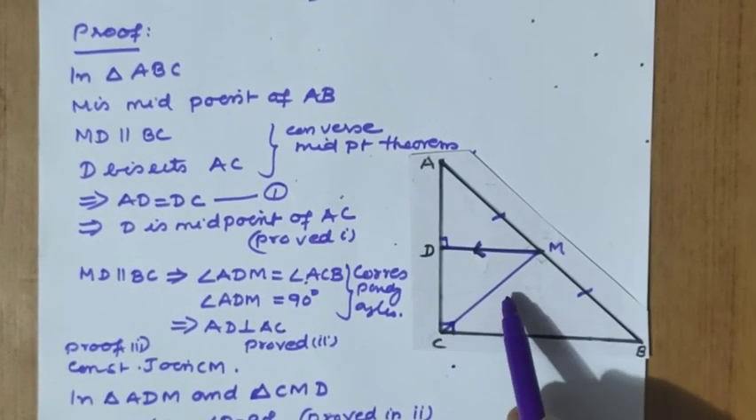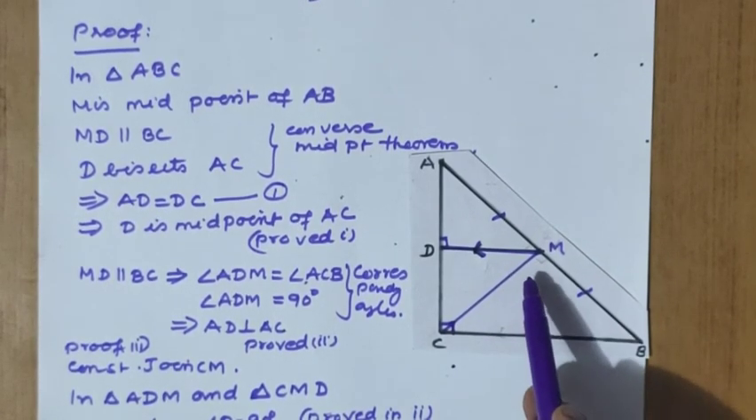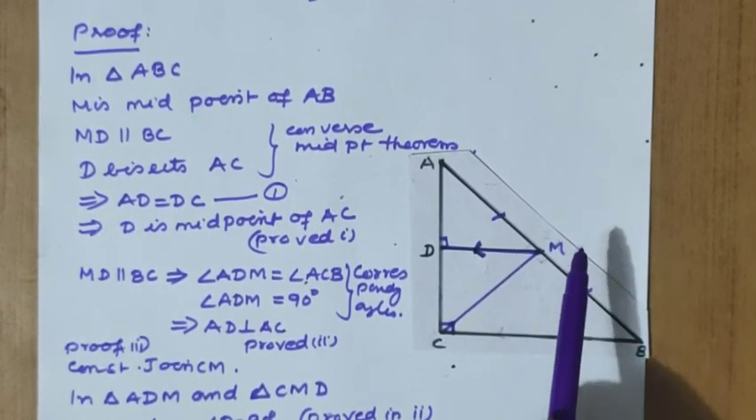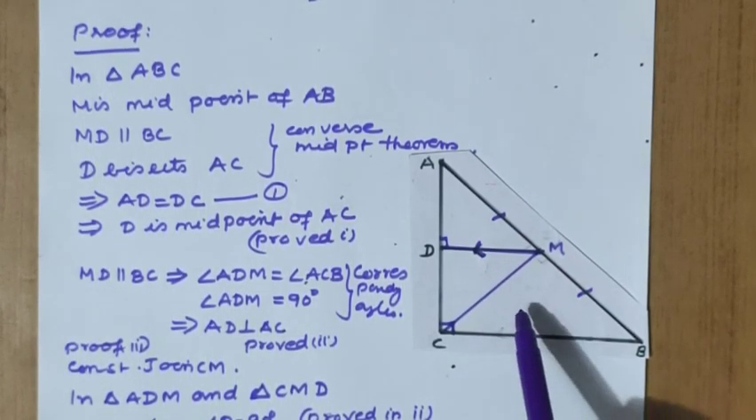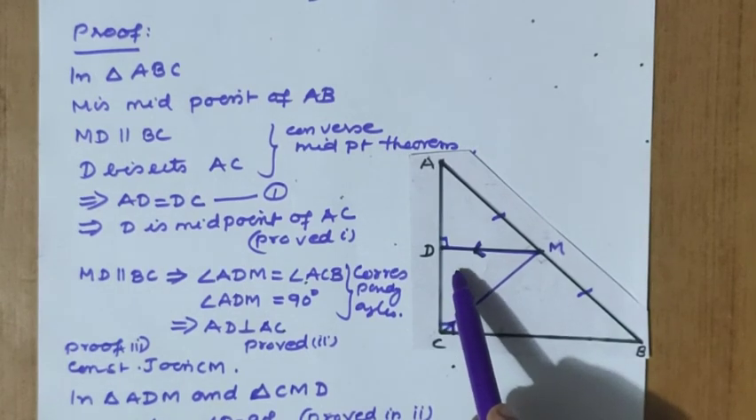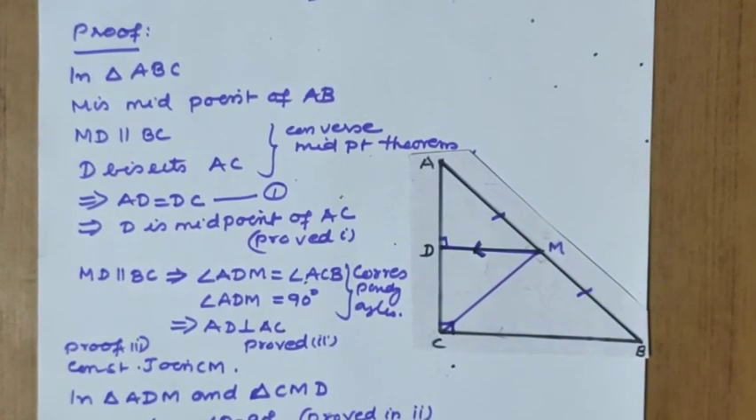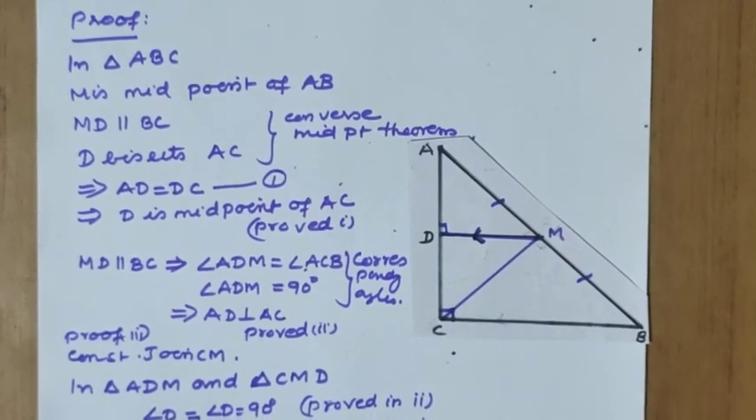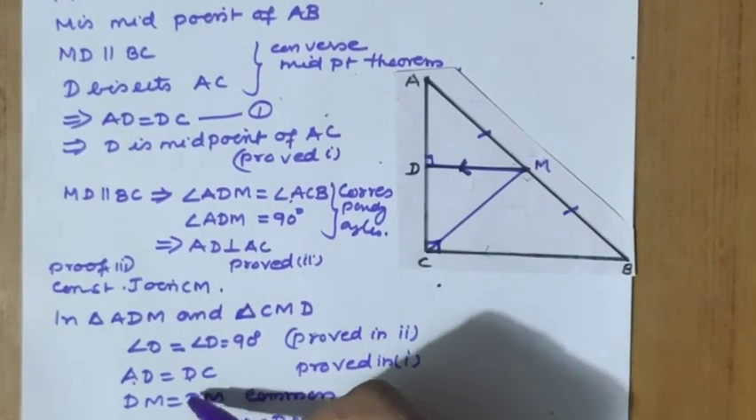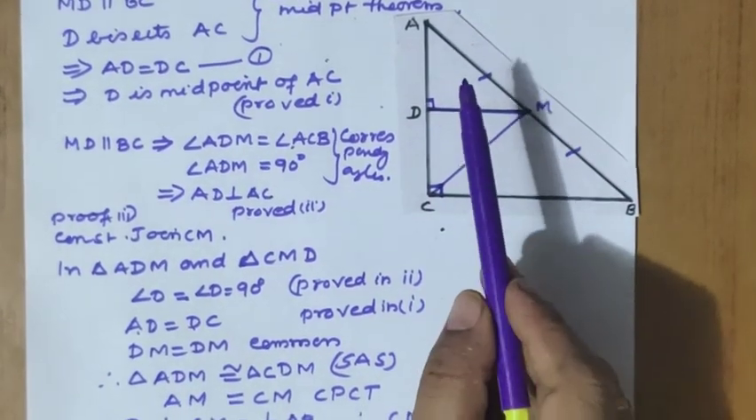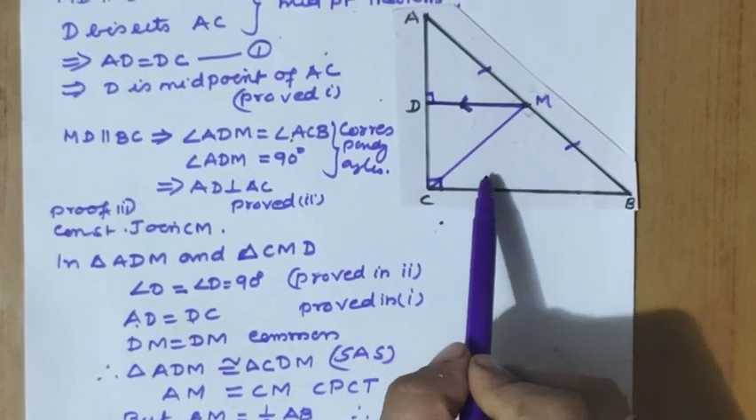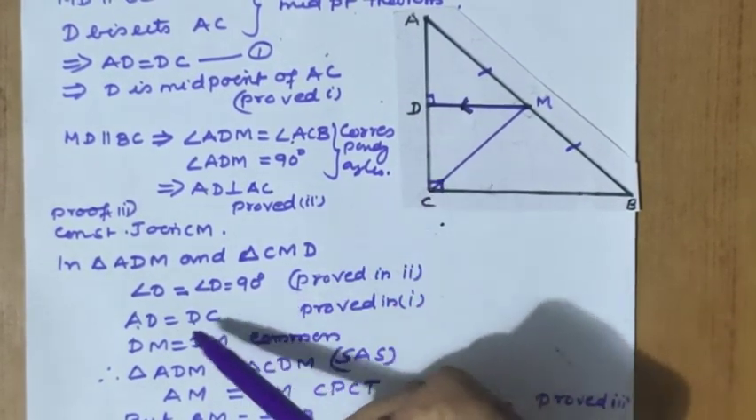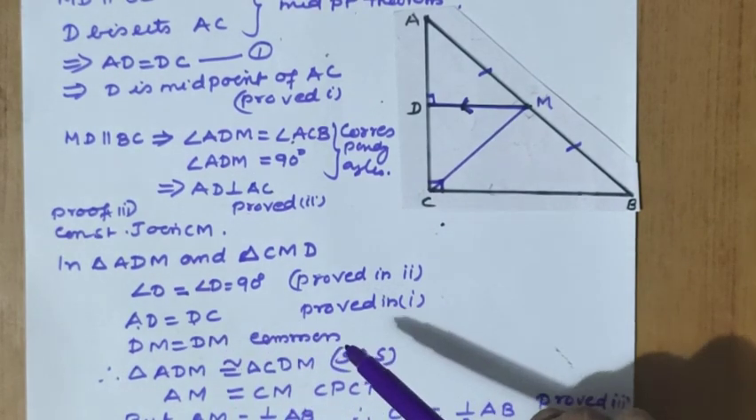So what construction do we have to take? Join CM. So we are getting two triangles: triangle ADM and triangle CDM. In that, angle D equal to angle D, 90 degrees. Where have we proved this? In AD perpendicular to AC, so we have written proved in 2. Now AD equal to DC I have written, that is proved in 1. What is the reason? Because in the first step we proved that M is the midpoint, MD parallel to BC, then D is the midpoint. So that is why AD equal to DC.